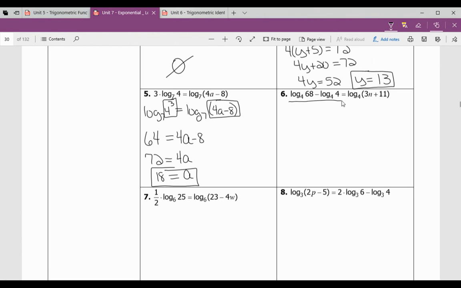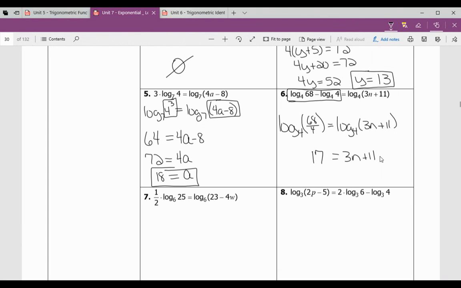Number 6. How do I pull these two values back together to write 1 log base 4? Do I multiply them or do I divide them? Divide. Now, can you divide 68 by 4 evenly? Can you reduce that? And it reduces to? So 68 divided by 4 is 17. I get 3n plus 11, and that's what I have to solve.